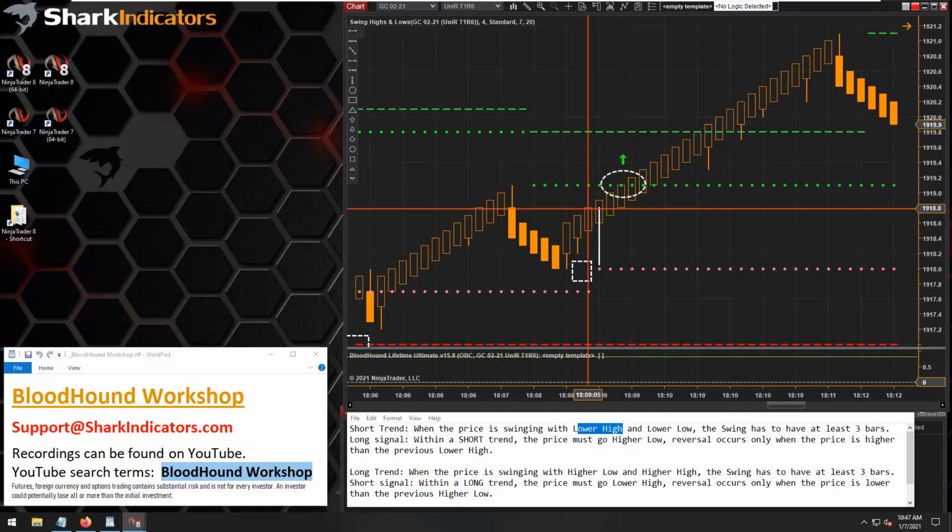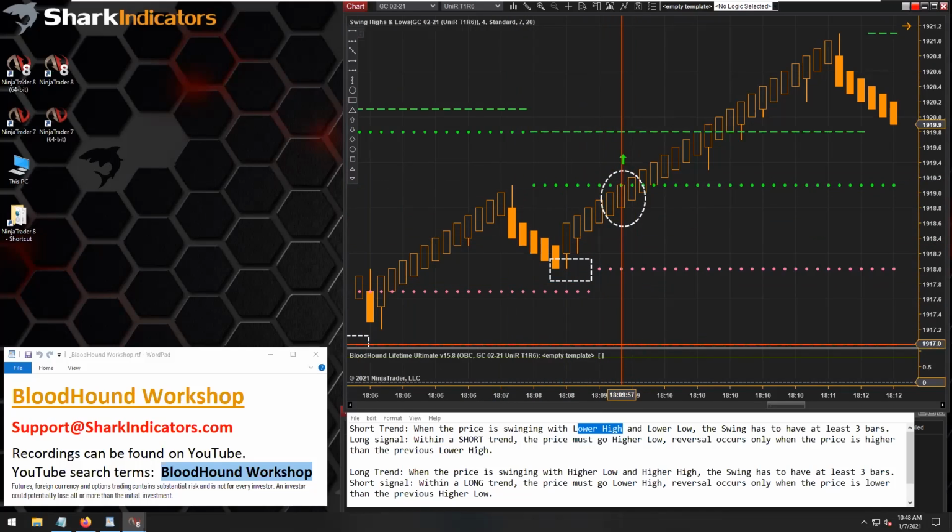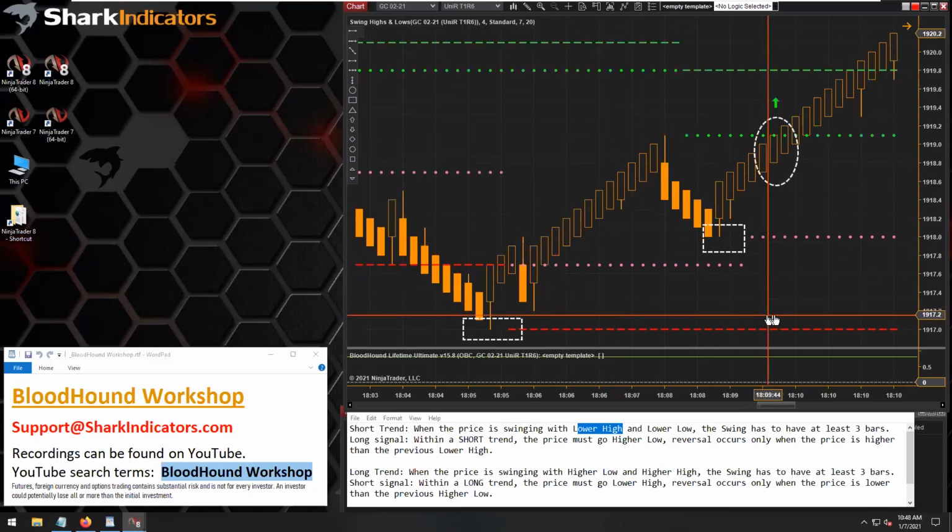But as we can see, it actually takes a couple more bars before we actually break this high point. So we're actually okay here. So, we have the hash lines and the dotted lines. So when we see the hash line and the dotted line stacked on top of each other, we know that there's been a lower low and there's been a higher low, right?